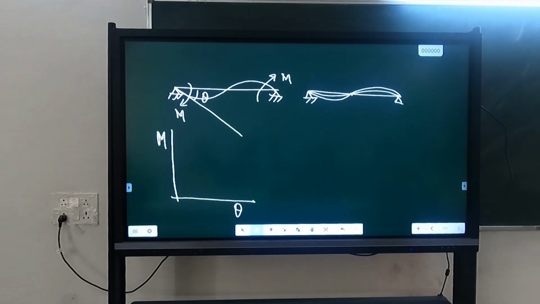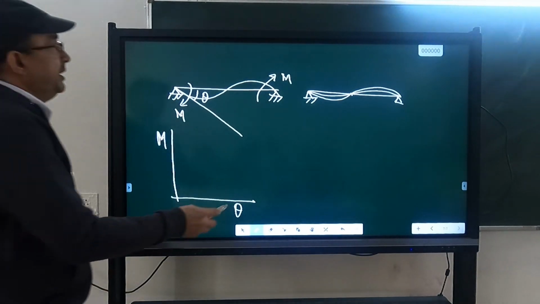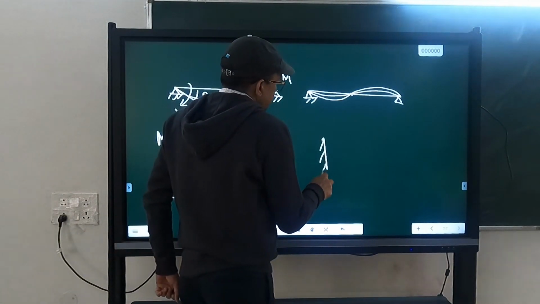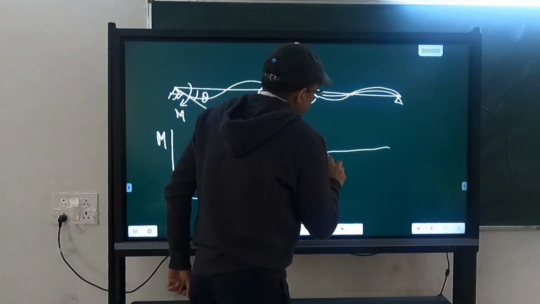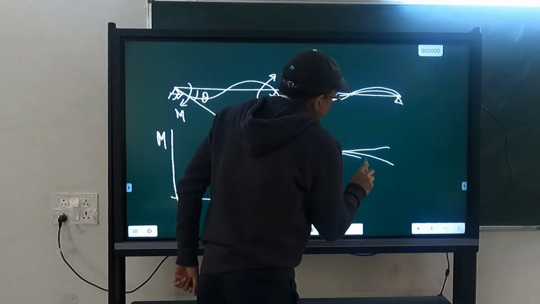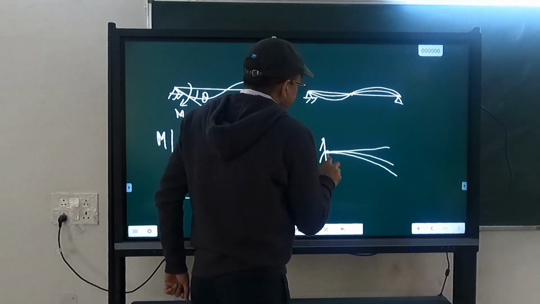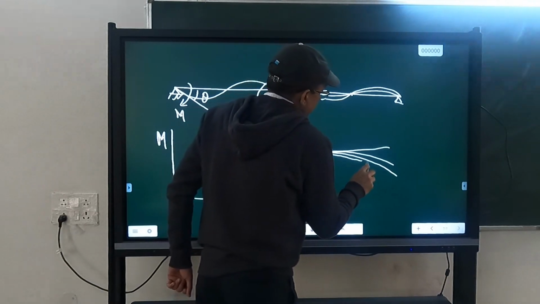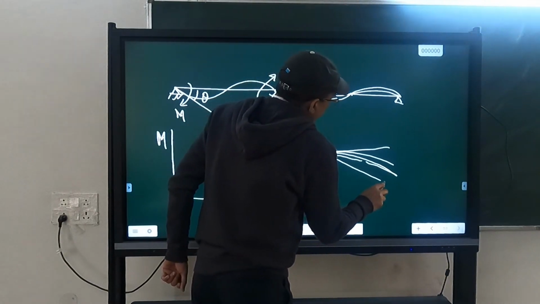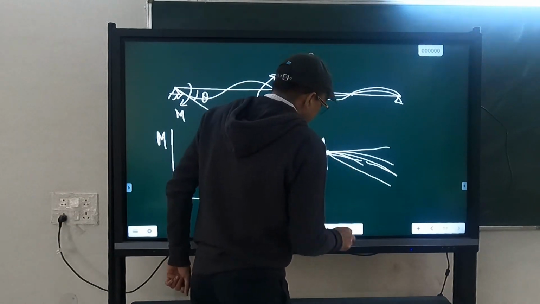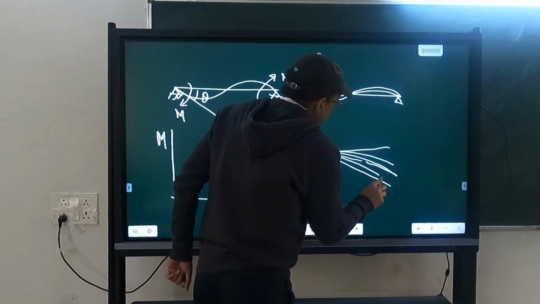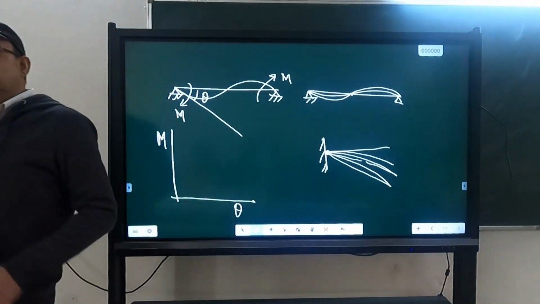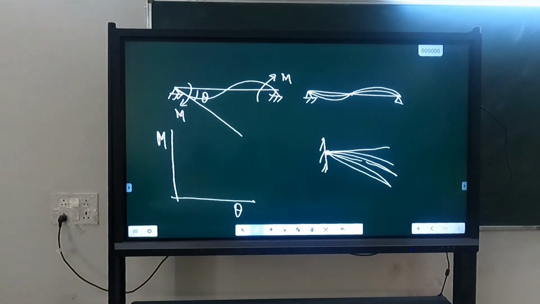It is not like the cantilever. In a cantilever, what was happening? This is the deformed shape. It increases, and when the yielding occurs, this cord rotates and the deformed shape gets frozen. So the deformed shape is frozen after that. It is rotating as a whole.